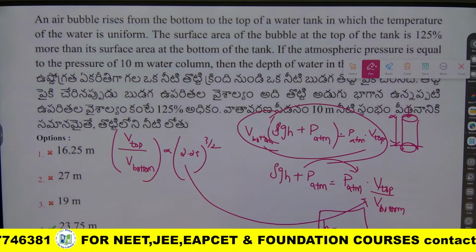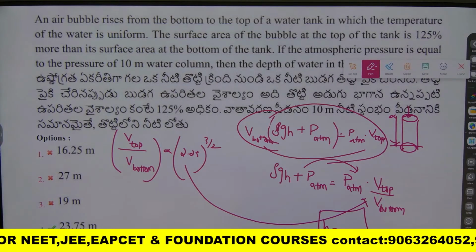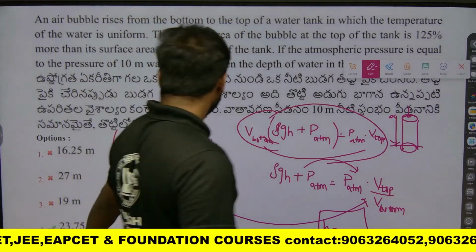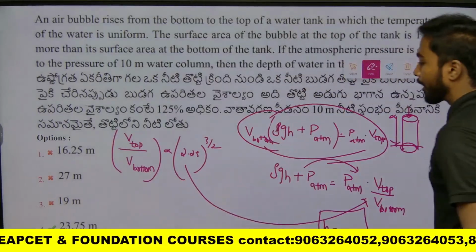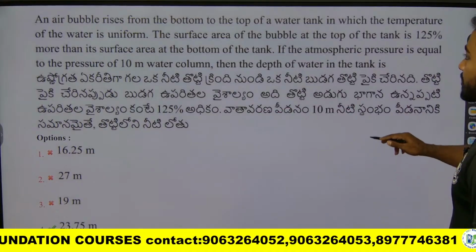Okay. So the answer is given here, it is 23.75. So once you calculate it, cross check it. We'll go for the next question.